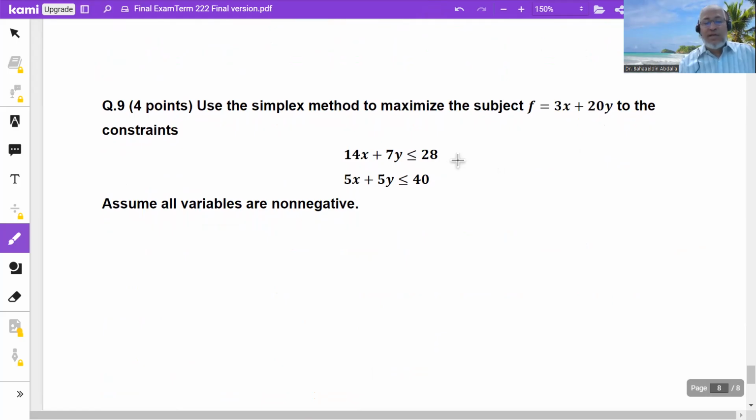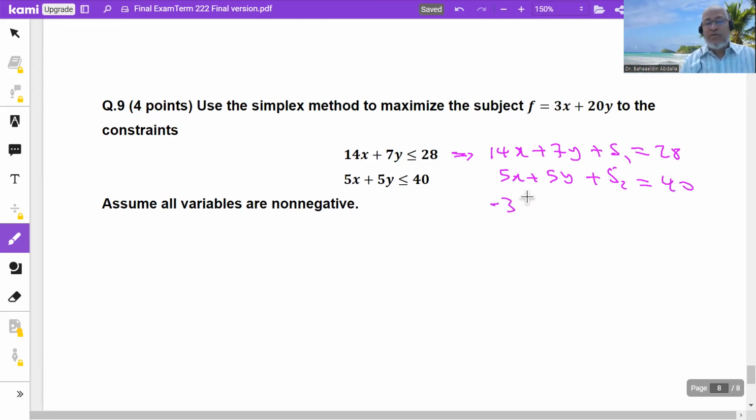Well, the first step is to change each inequality to an equation. So we write 14x plus 7y plus S1, you introduce the first slack variable, equals 28. And here 5x plus 5y plus slack variable S2 equals 40. And for the objective function, you bring everything to the left-hand side. So 3x, bring it there to be negative, negative 20y plus F equals 0.